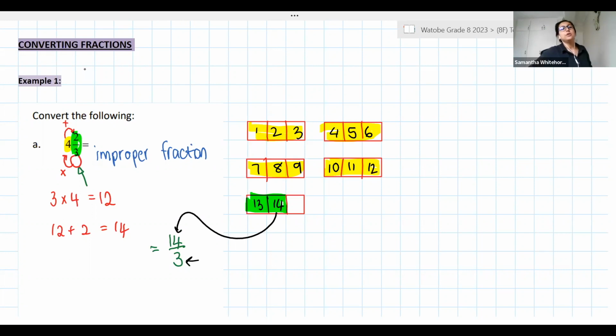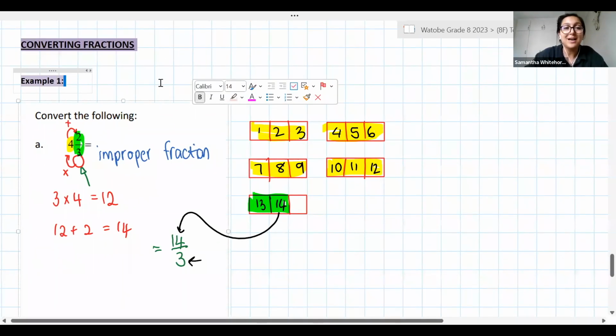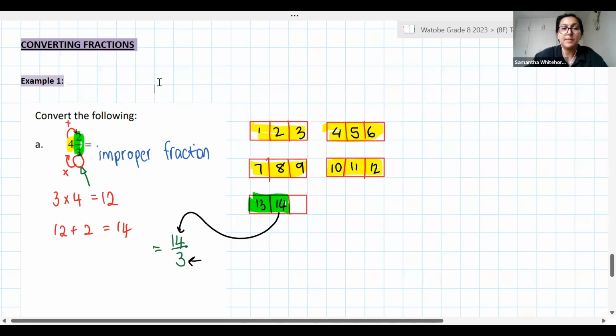Alrighty. So I wouldn't suggest drawing the blocks because, as you just saw, it's a bit time consuming. But if we break it down into what our mixed number represents, we can get what our improper fraction should be. So for improper fractions, you times the denominator by the whole number, and then you add on the numerator. That will give you the numerator of your improper fraction, and the denominator is the same as the original.